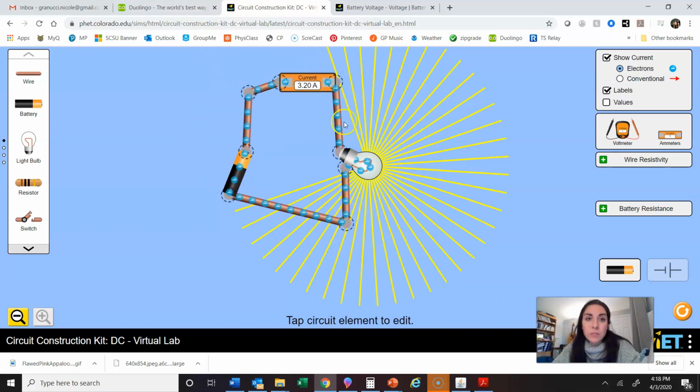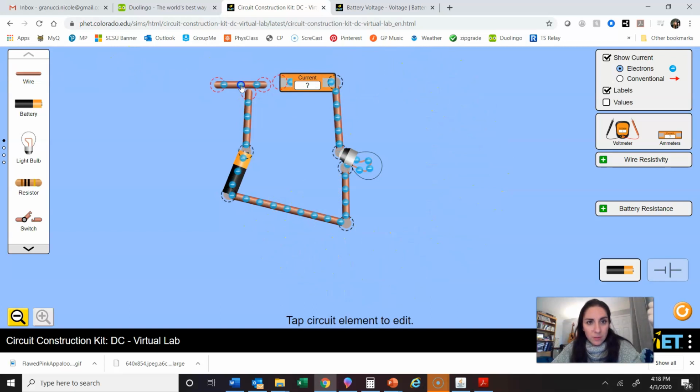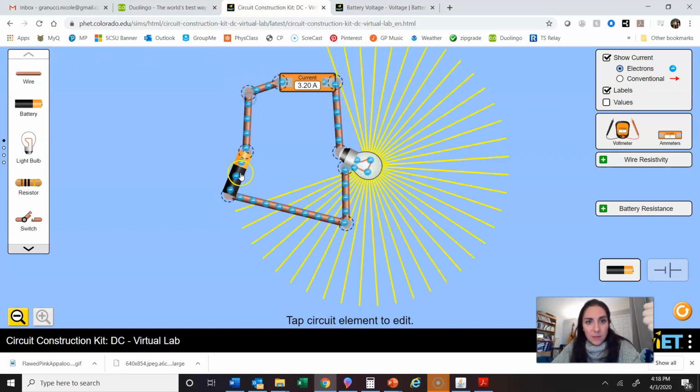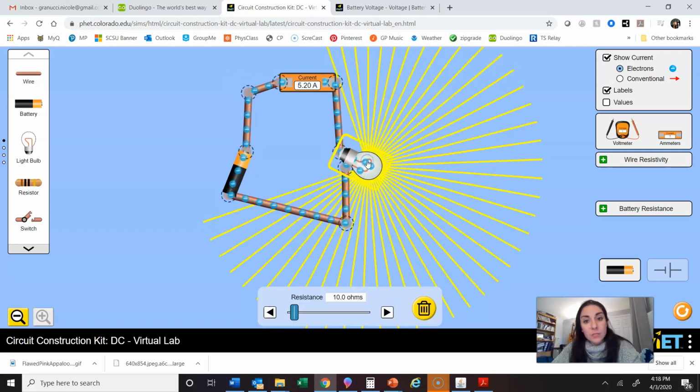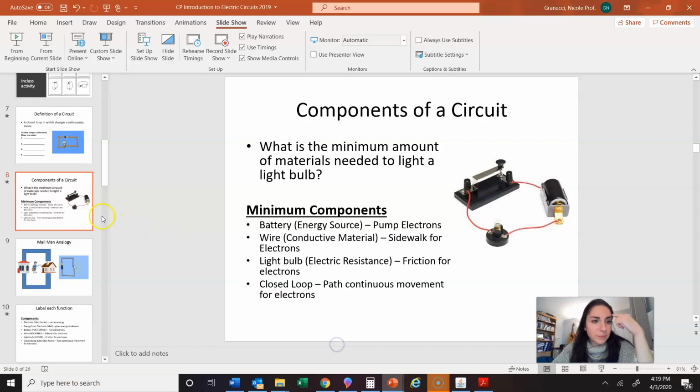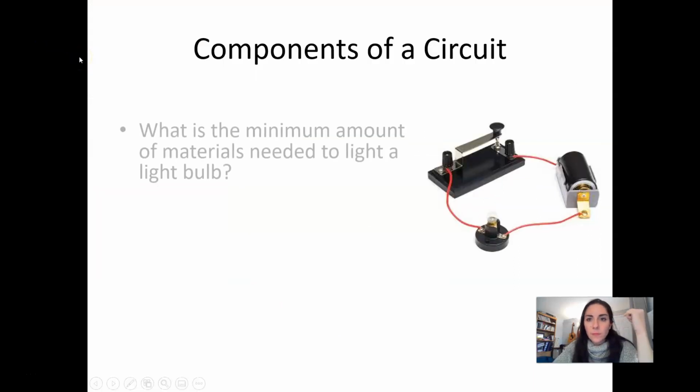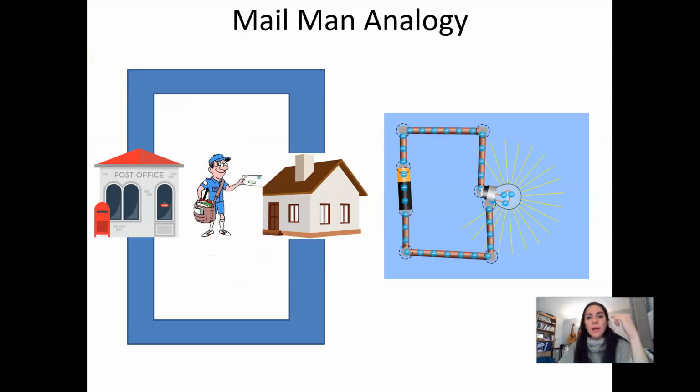So all four of those pieces: the closed loop, there it is; the battery source, if this is 0, it won't work; the electrical resistance, which we just saw; and the conductive material. Those are all very important things to make the circuit work. So I kind of like this. I usually do this demo in class, so it's really sad that once again I can't do it for you. But I hope this makes sense.